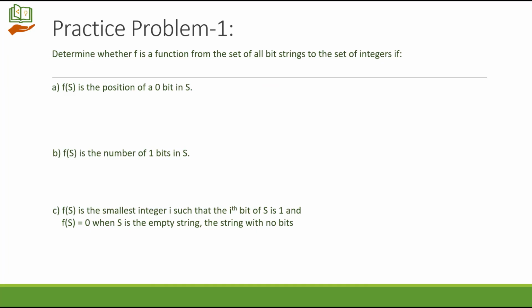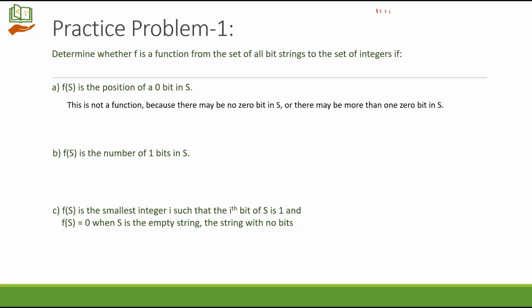Determine whether f is a function from the set of all bit strings to the set of integers. If f of s is the position of a 0 bit in s, this is not a function because there may be no 0 bit in s, or there may be more than one 0 bit in s. So they are asking the position of a 0 bit. Sometimes the bit string can be like this, so in this you don't have any 0 bit.